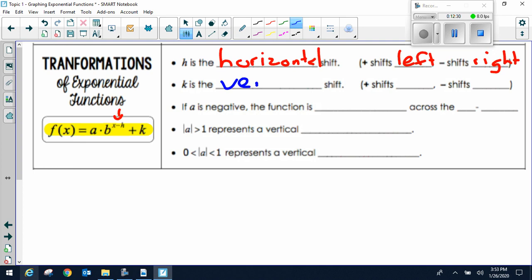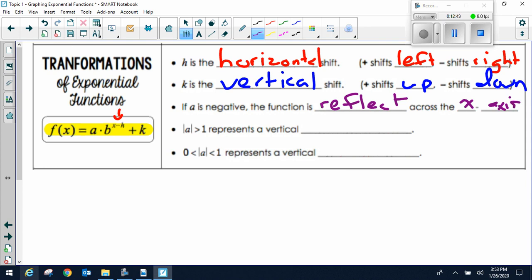K is your vertical. Positive is going to still shift it up. K is still negative is still going to shift it down. Okay. Again, when A is negative, it's going to reflect over the x-axis. If A is bigger than 1, it's a vertical stretch. If A is less than 1, it's a vertical compression. Same rules that we've been dealing with this entire time for every single transformation.